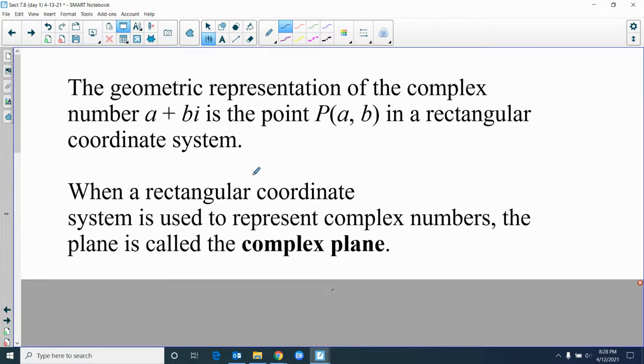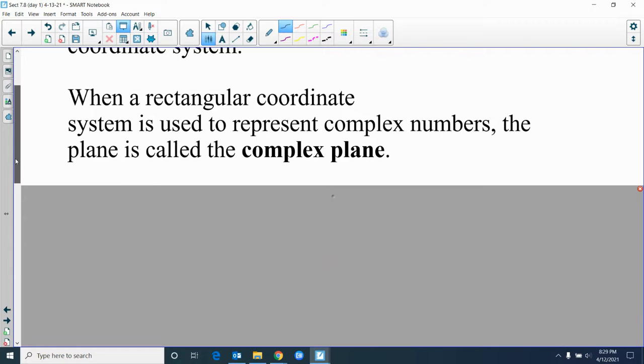All right, you should have your guided notes and the geometric representation of the complex number a plus bi. Go back to Algebra 2, I don't know if that's the first time you talked about complex numbers. 3 plus 2i is a complex number. Basically just think of it as the point (a, b) in the rectangular coordinate system. When a rectangular coordinate system is used, the plane is called the complex plane.